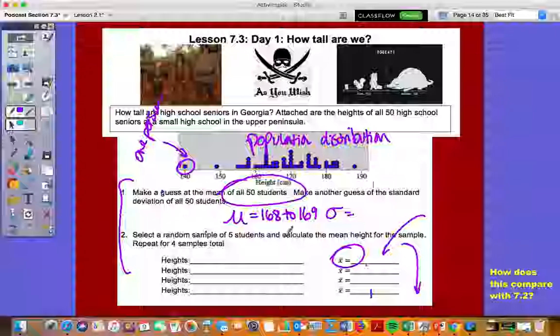They were saying the mean is 178. Hey, that's a fact. Yeah, that's not bad.